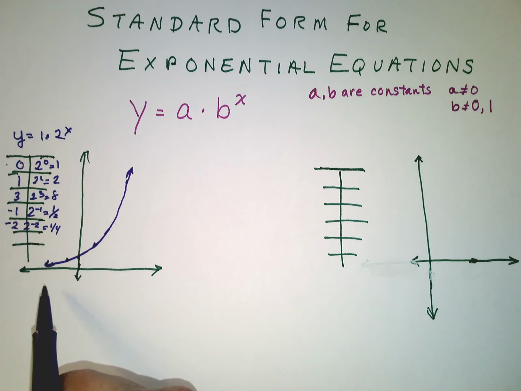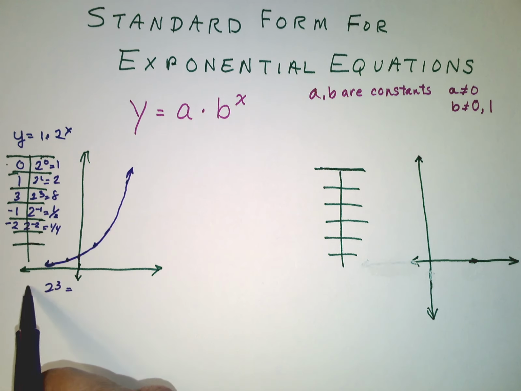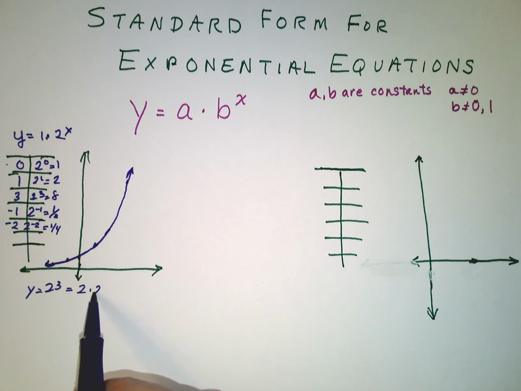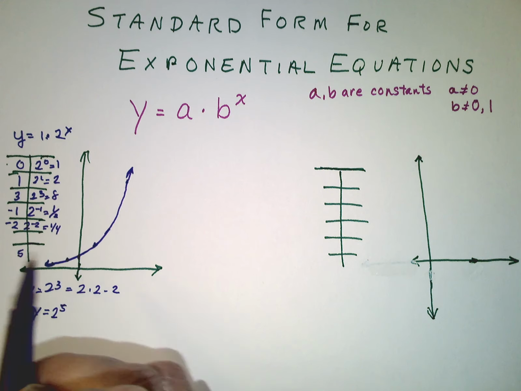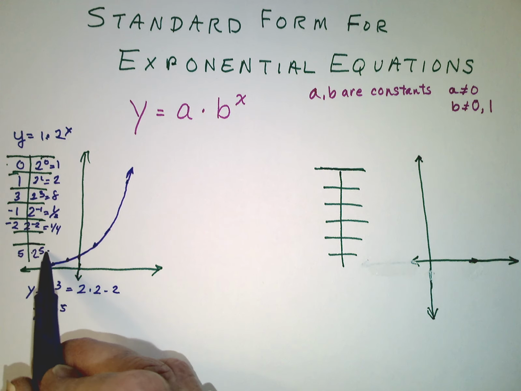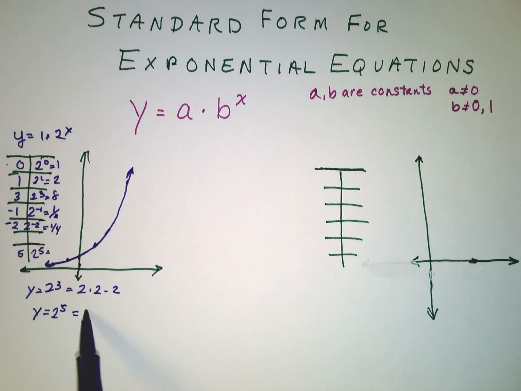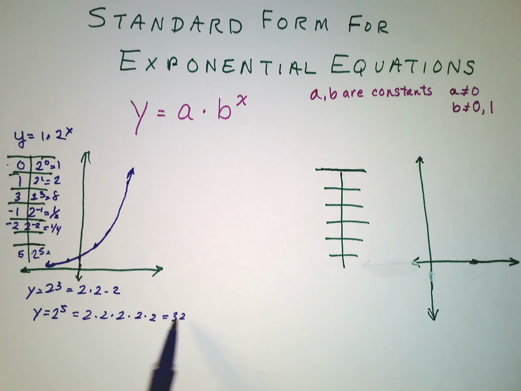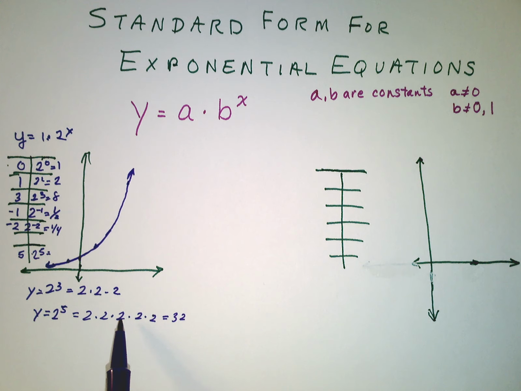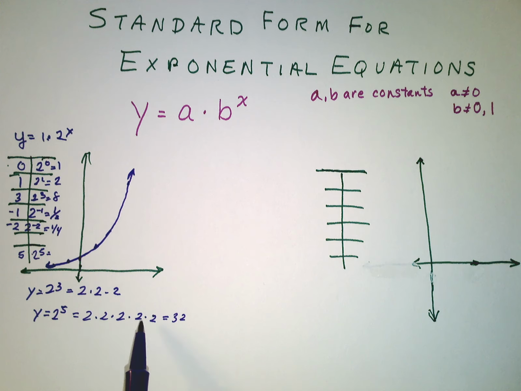Now, when we did 2 to the third power, that meant 2 times 2 times 2. If we had done y equals 2 to the fifth power, let x be 5, which I'm not going to try to fit on this thing, we would have 2 times 2 times 2 times 2 times 2, which does happen to come out to 32. We are constantly multiplying by 2. So 2 is our constant multiplier.